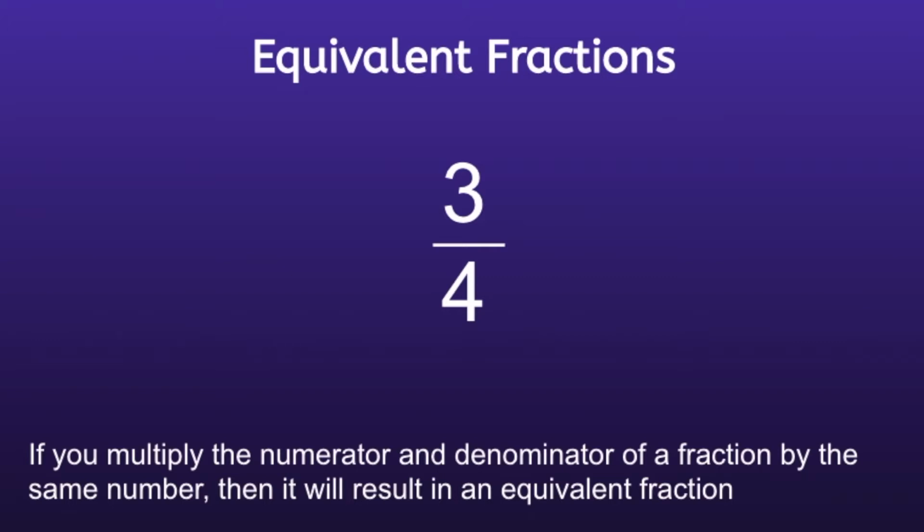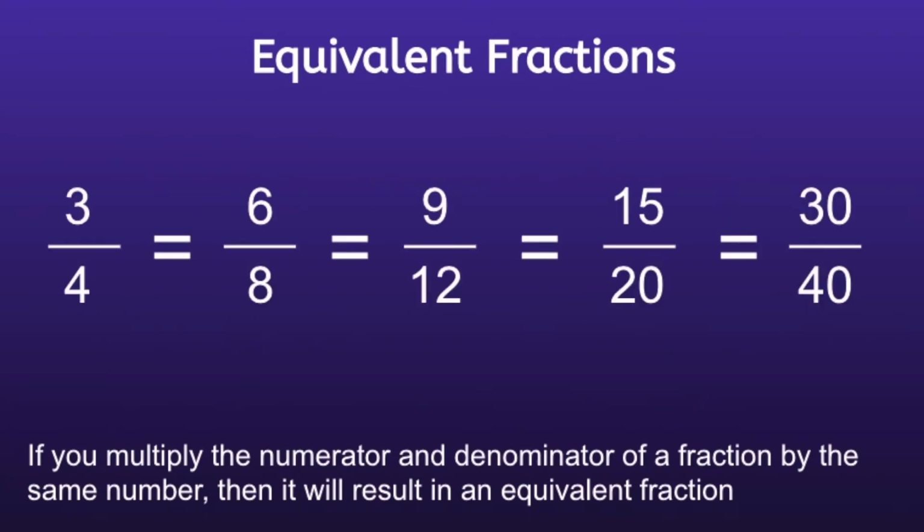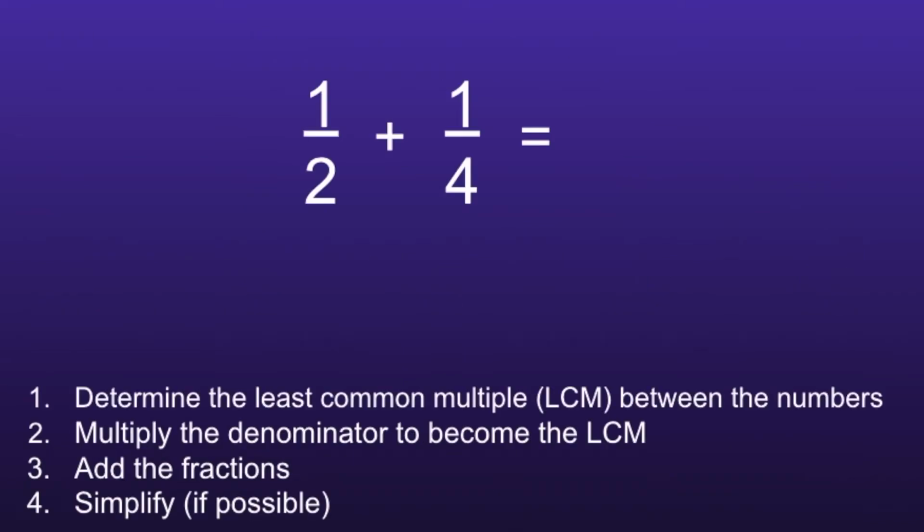If you multiply the numerator and denominator of a fraction by the same number, then it will result in an equivalent fraction. For example, if I multiplied 3/4 by 2, 3, 5, and 10, I would get 4 different fractions. And since I multiplied the numerator and denominator by the same number, all of these fractions would be equivalent or equal in value.